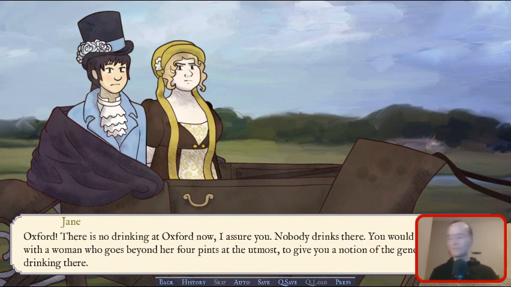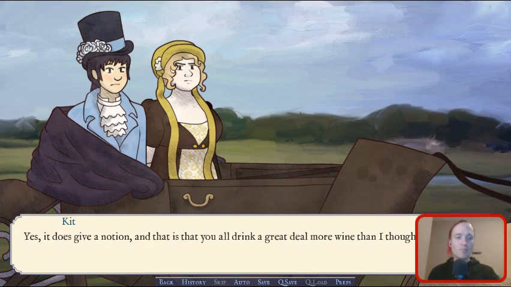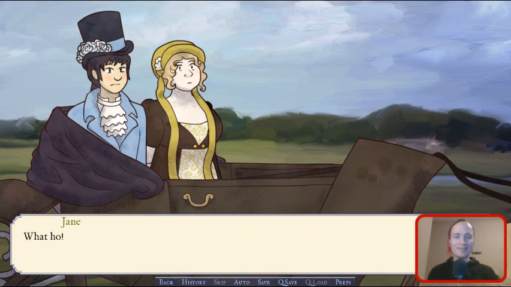I think we're given to understand that Jane is a lush. I think that's what we're setting up here. Yes, definitely, drinks a yard of ale at parties. Yes, it does give a notion, and that is that you all drink a great deal more wine than I thought you did. Wait, 4 pints of wine? Oh, that's a lot. That seems like a lot of wine. Yeah, that's a lot for wine.